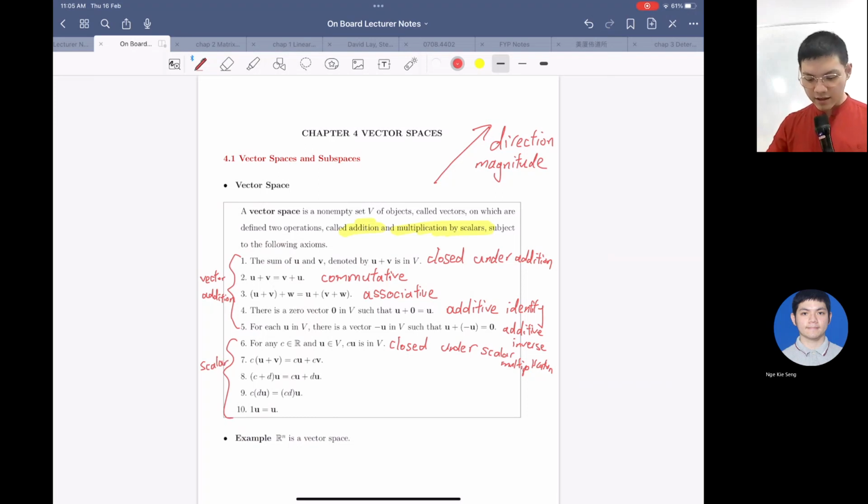So how does scalar interact with vector addition? In property 7, we can bring the scalar into the bracket. This is called the distributivity. Similarly, if you have c plus d, two scalars adding. What's the difference between 7 and 8? In 7, inside the bracket it is vector addition. In 8, inside the bracket is scalar addition. Both of them are distributivity.